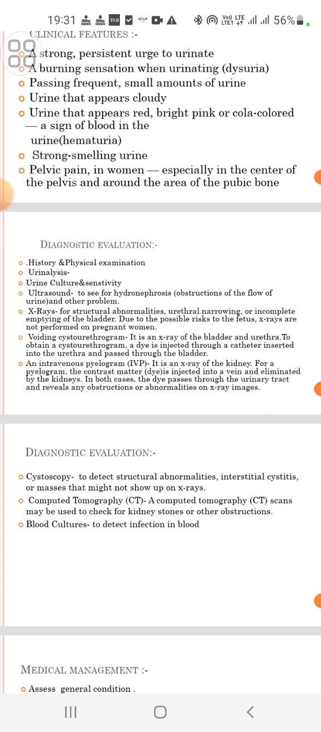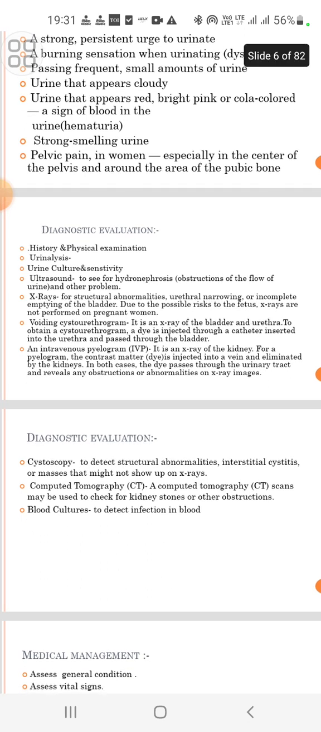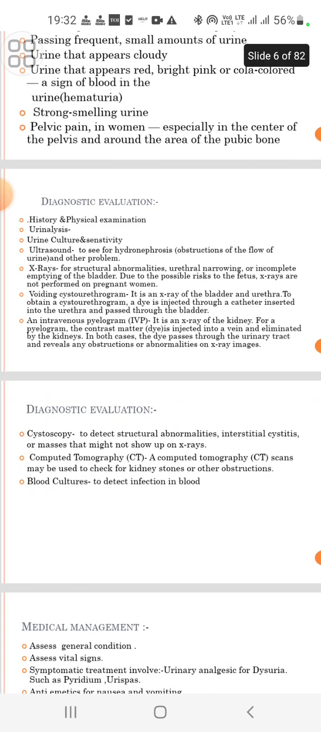And along with that, we can have cystourethrogram. Cystourethrogram is one kind of process in which the dye is given through the catheter to the urethra and bladder, and then a series of x-rays is taken to know the obstruction or any structural damage. Another diagnostic tool that we have is intravenous pyelography. Here the dye is injected intravenously to the individual, and after that a series of x-rays is taken.